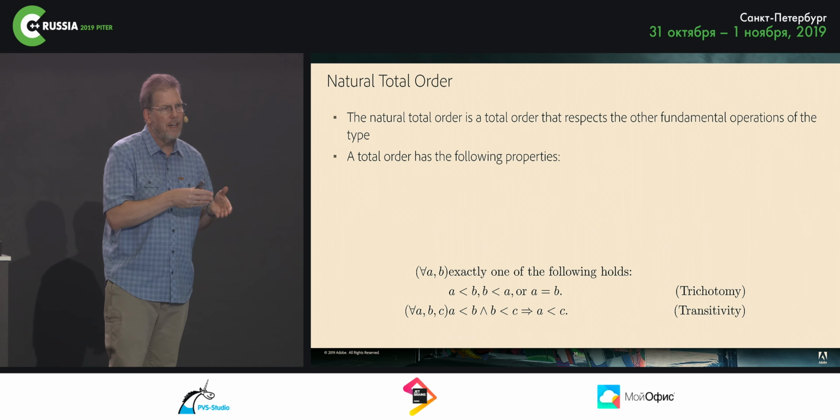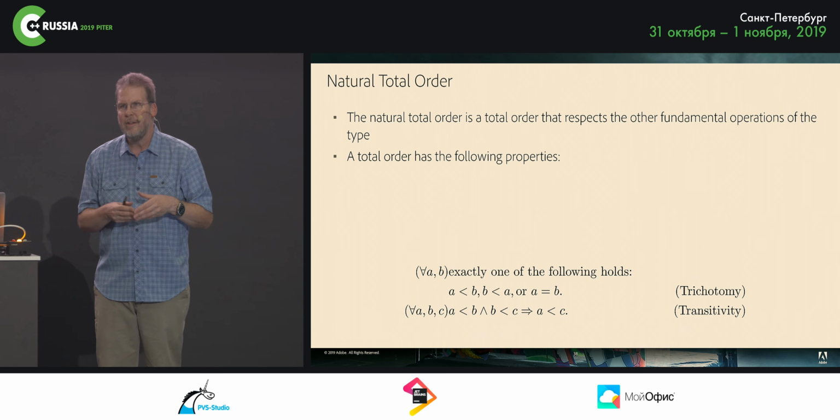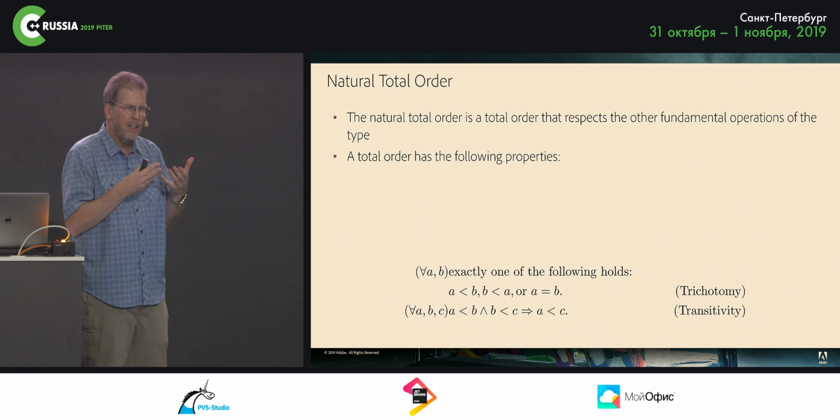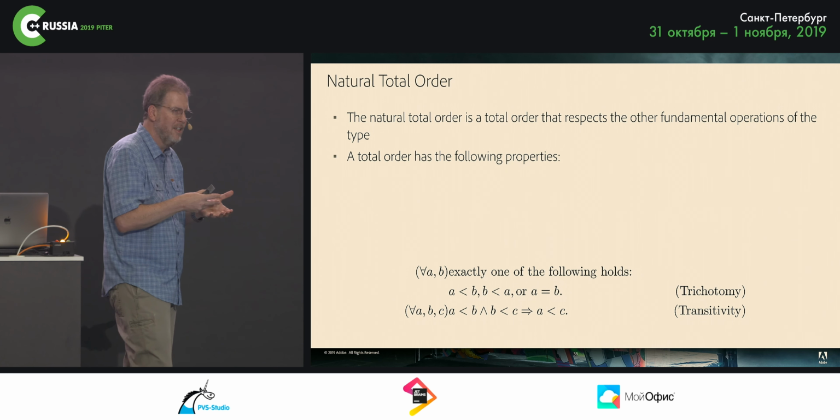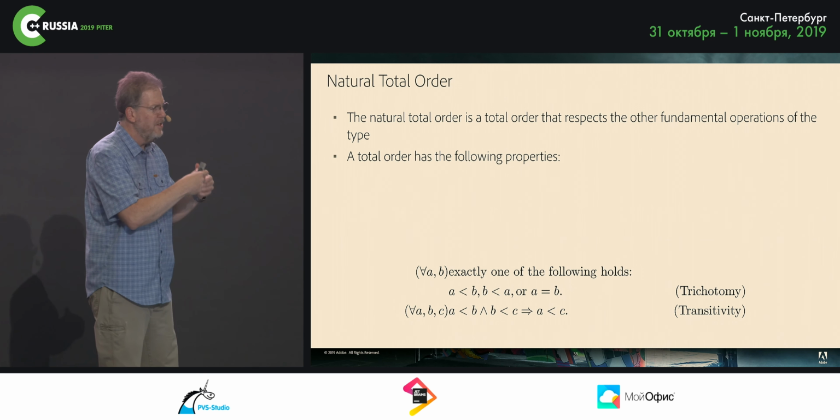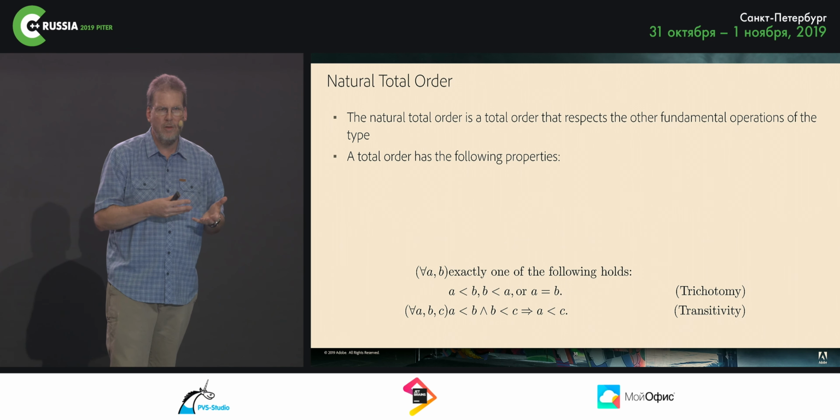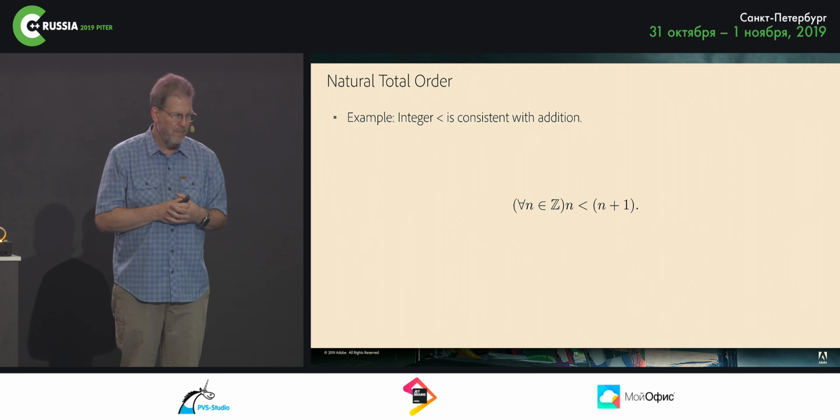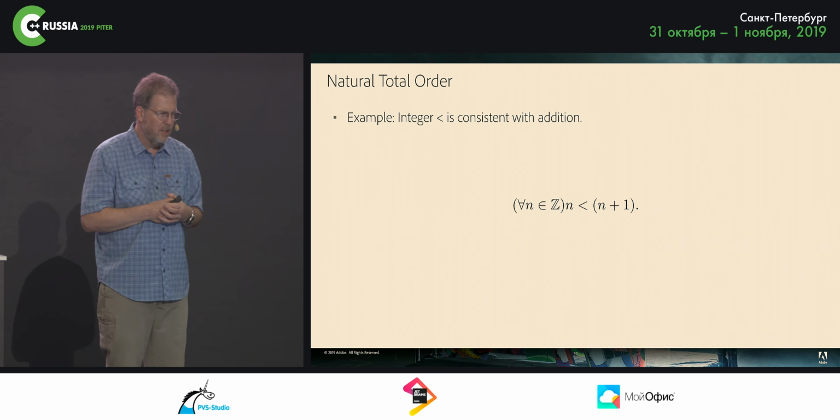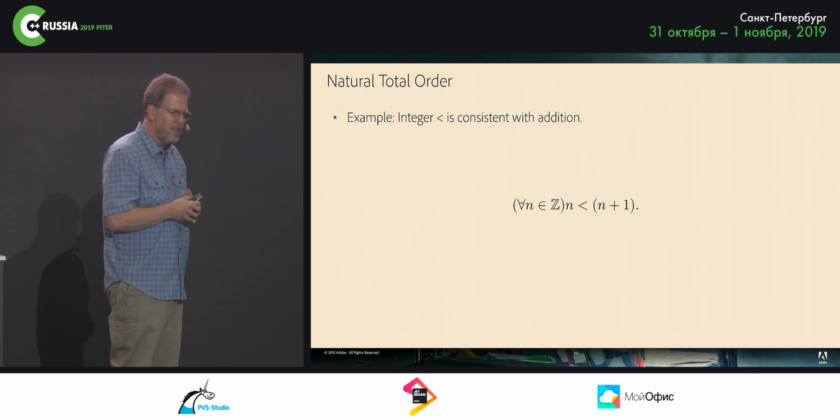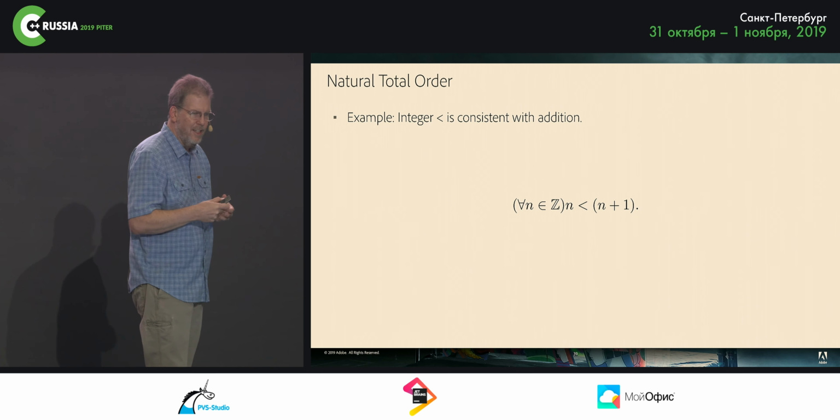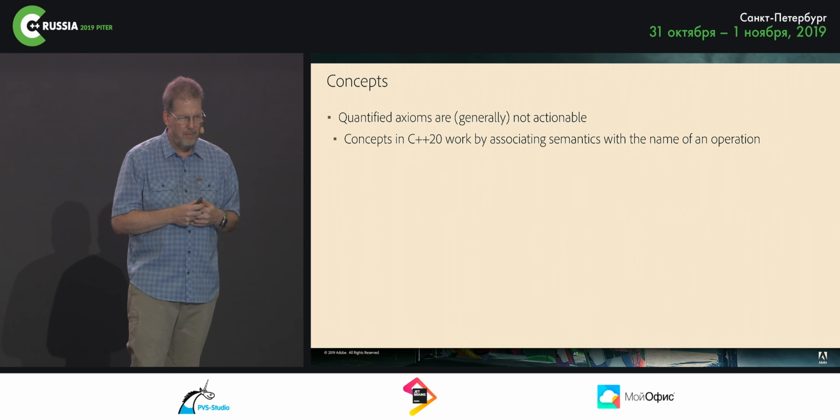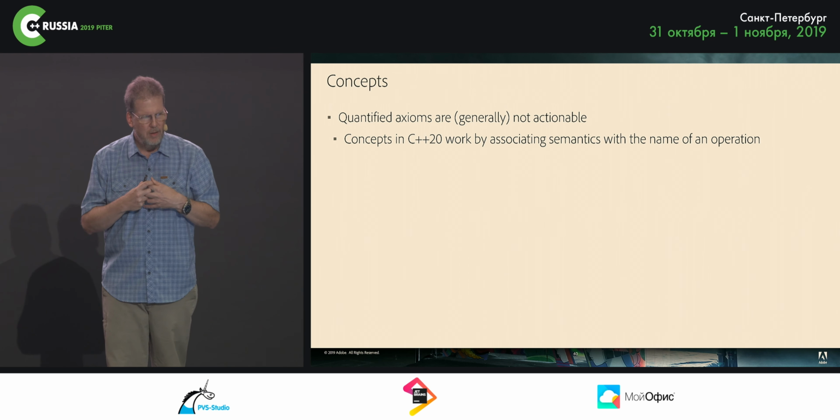But we don't define operator less than because there is no natural total ordering, which means there's no total ordering on complex numbers that's consistent with, say, multiplication, okay, of two complex numbers. So here's an example. Integer less than is consistent with addition.